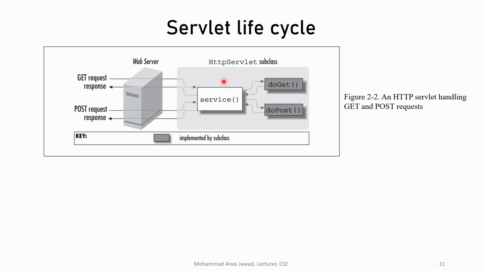Another thing, when the service method calls the doGet or doPost method, it passes two parameters to these methods. One of the parameters is an HTTP servlet request object, and the other parameter is an HTTP servlet response object. The request object contains all the information related to the client request. That is, it contains the request message body and other information. And the response object is used to basically send the necessary generated response back to the client.